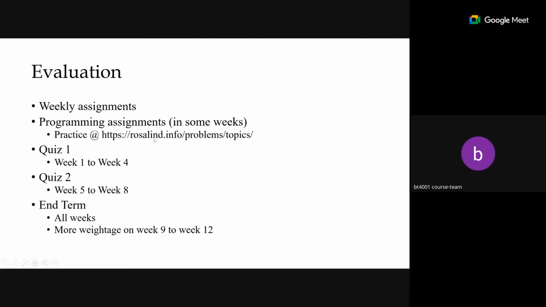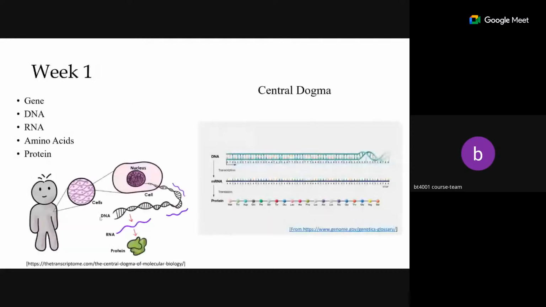bioinformatics course. So there will be quiz one, which will be based on content from week 1 to week 4. Quiz 2 will be based on contents from week 5 to week 8. And then the end term will be for all the weeks, but more weightage will be on week 9 to week 12.